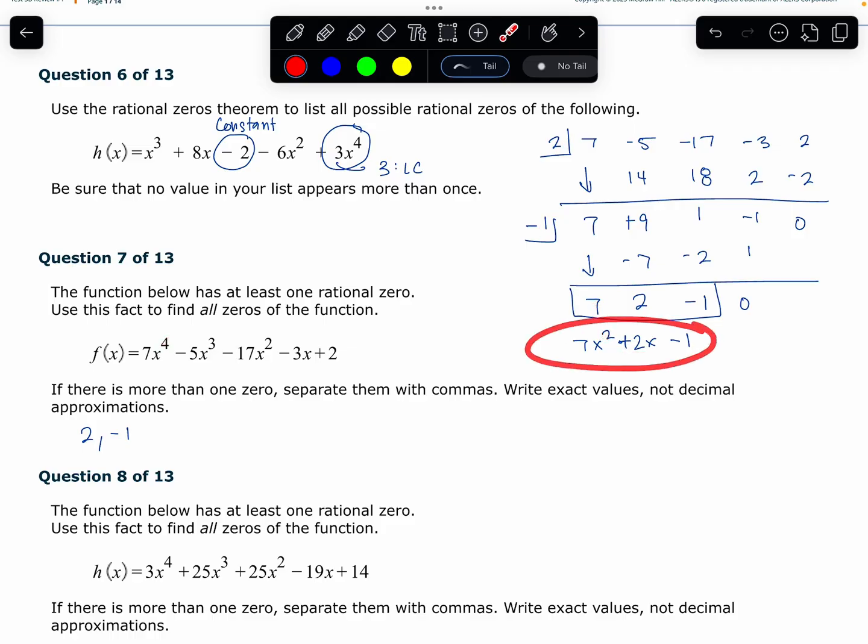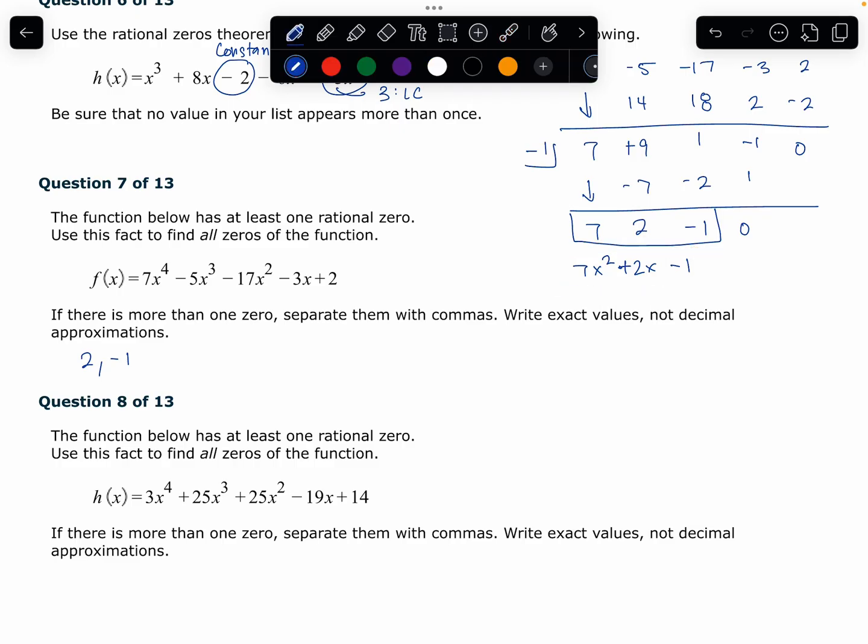Now we're just going to use the quadratic formula to wrap this up. So x will be equal to, so this is A, this is B, and this is C. So x will be equal to negative 2 plus or minus the square root of 4 minus 4 times A times C, all divided by 2 times A. So negative 2 plus or minus the square root, let me type that into my calculator, 4 minus 4 times 7 times negative 1.